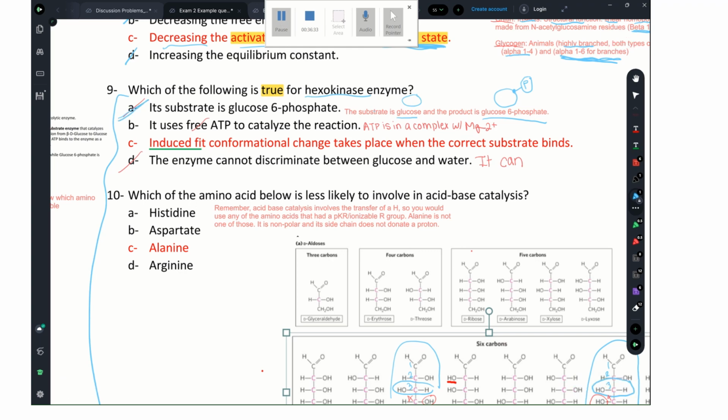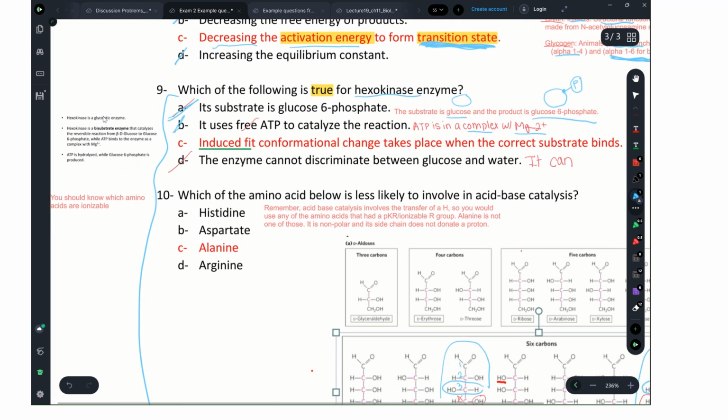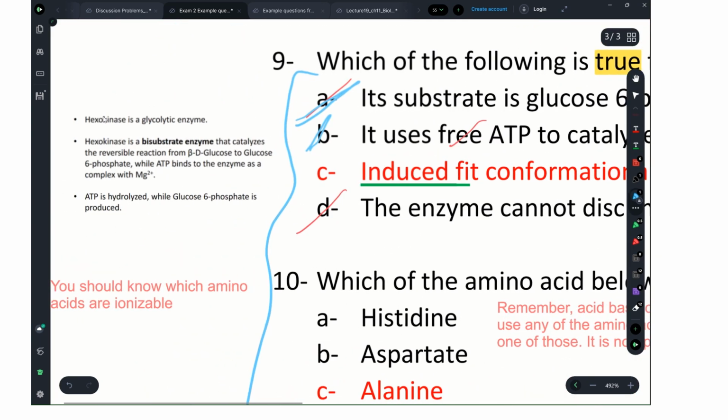B, it uses free ATP to catalyze the reaction. So that's false because ATP is in a complex with magnesium when it is used. And I went ahead and copied the notes from your lecture pertaining to this topic. Hexokinase is a glycolytic enzyme. Hexokinase is a bisubstrate enzyme that catalyzes the reversible reaction, so it's reversible, from beta-D-glucose to glucose 6-phosphate, while ATP binds to the enzyme as a complex with magnesium.